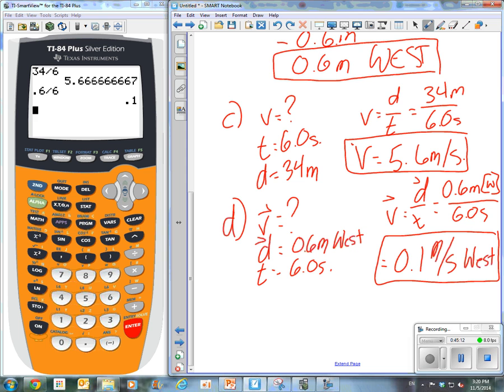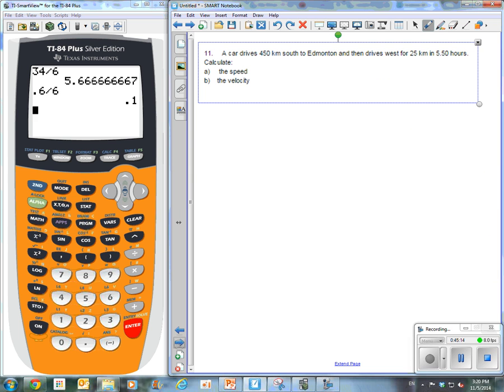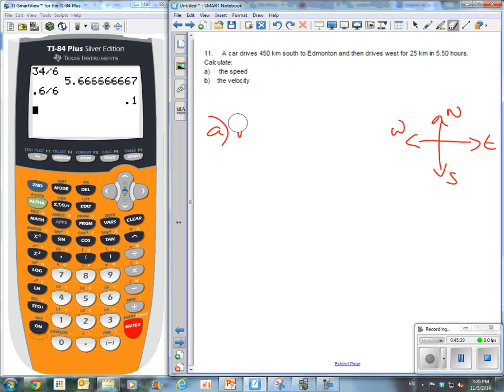All right, so question number 11. Never eat soggy wieners. There we go. North, south, east, west. A car drives 450 kilometers south of Edmonton and then drives west 25 kilometers in 5.5 hours. Calculate the speed, velocity. Well, first is asking me not for velocity, but it is asking me just for speed.